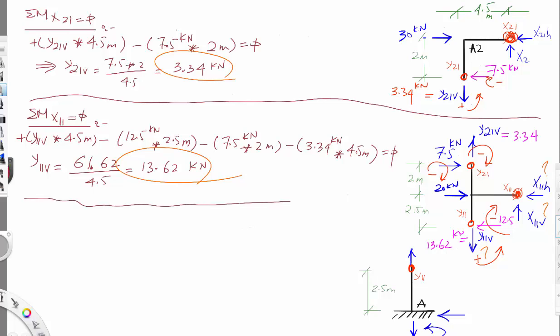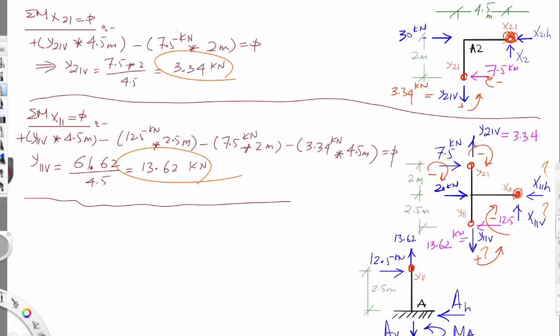For joint A we'll do the carry-on of load. Again, these are the ones that are opposite in direction, equivalent in value. So this will be equal to, same, 13.62. And this will be carried on to this side, opposite in direction, so it will be 12.5 kilonewton. And of course I would like to know the values of AH and AV and MA.